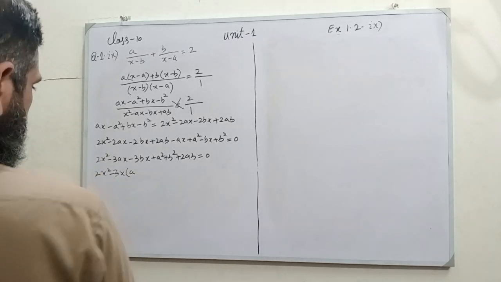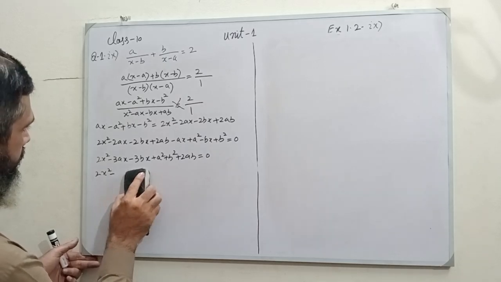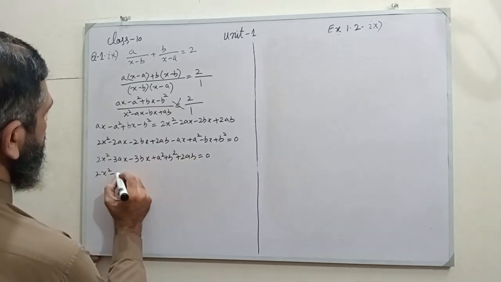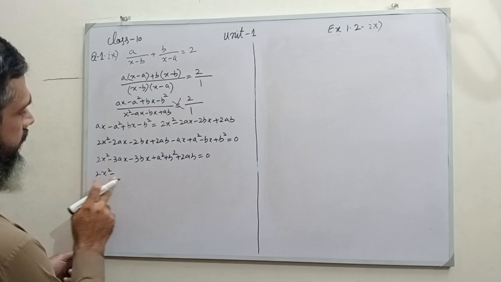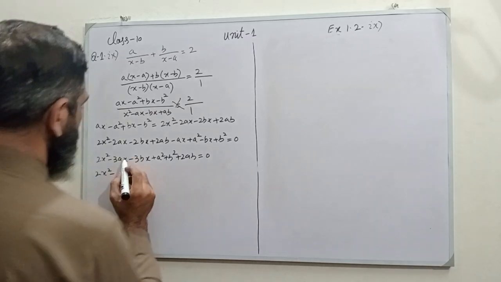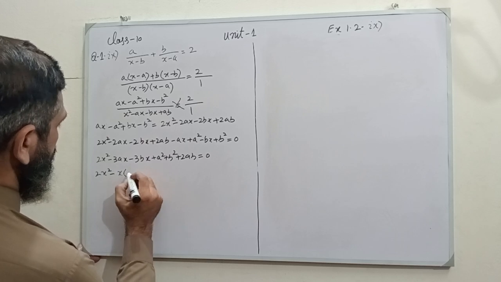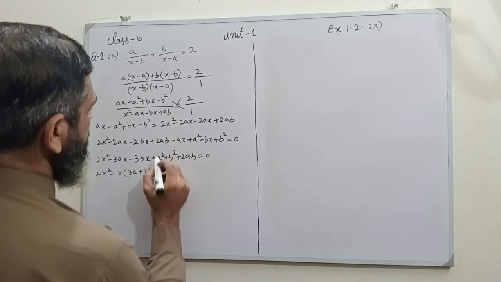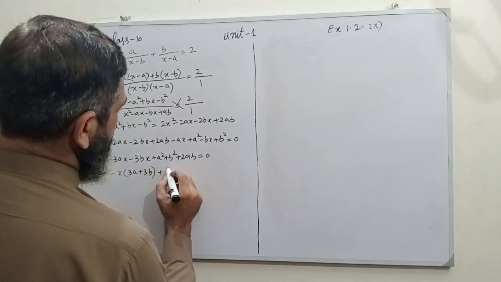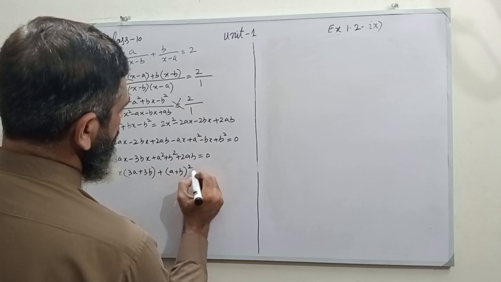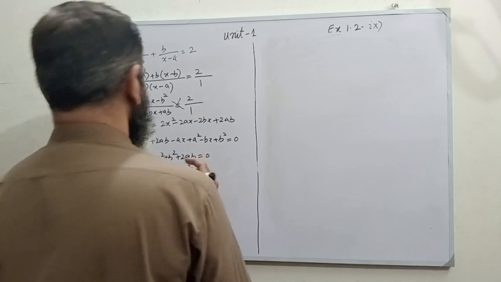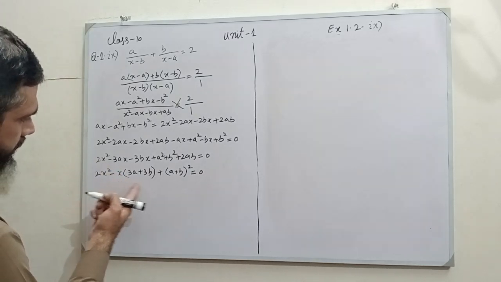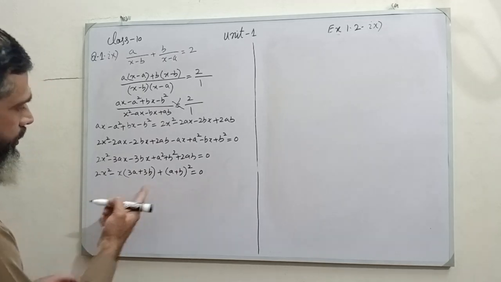No, it is better that we will take common only this one, only the x, because we have to make the ax square plus bx plus c. So therefore we'll take x here only 3a plus 3b. This one is a square plus b square plus 2ab. It can also be written as a plus b whole square. This a square plus b square plus 2ab. Now it is in the standard form. Ax square plus bx plus c is equal to 0.